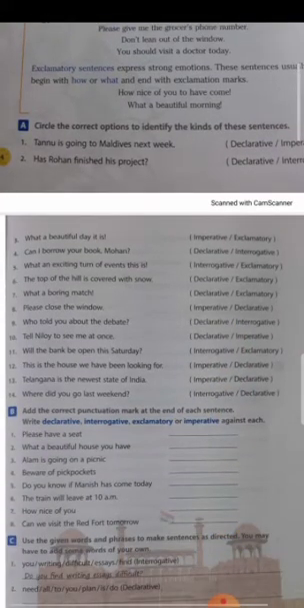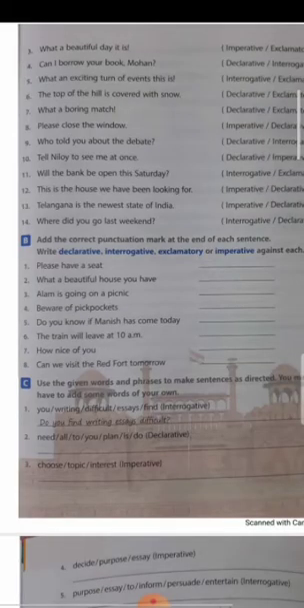Similarly, all other sentences you have to do. It's quite easy, isn't it? Only a little circling you have to do. Now next one B is add the correct punctuation mark at the end of each sentence, isn't it? So if it is an imperative sentence, we will use full stop. If it is an exclamatory sentence, we will use the exclamation mark. If it is an interrogative sentence, we will use the question mark. If it is a declarative sentence, we will use the full stop. So this exercise is quite easy.